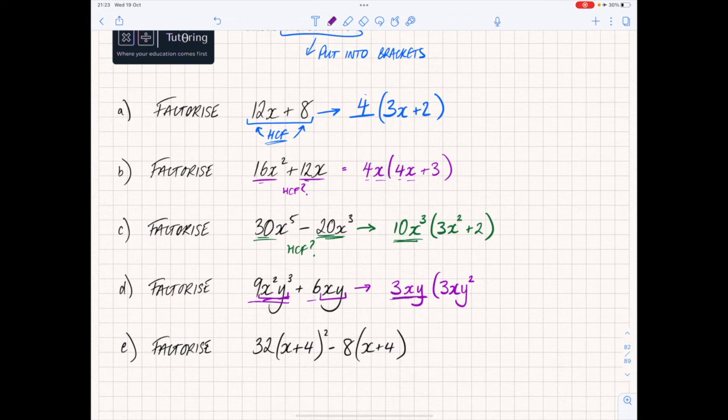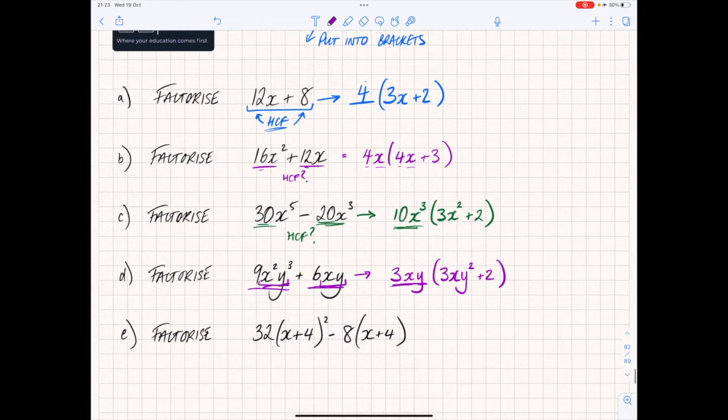And then how do I get 3xy to 6xy? Well, I just multiply it by 2. Okay. Then the very last one here would only show up on higher, so you wouldn't need to worry about this too much if you were doing foundation. But this is a little bit more complicated. It's a very similar concept to what we've done here, but it just looks a bit different.